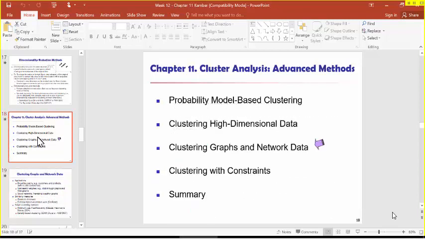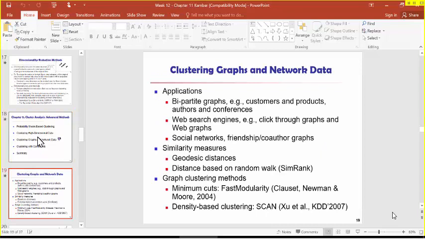Okay, the next topic is about clustering graphs and network data. Graph is a very important part in clustering, and it has many applications. For example, bipartite graphs of customers and products, authors and conferences. As an example, web search engines can be represented in the form of a graph, where we have click-through graphs and web graphs. Then we can also construct graphs for social networks, friendship and co-author graphs.